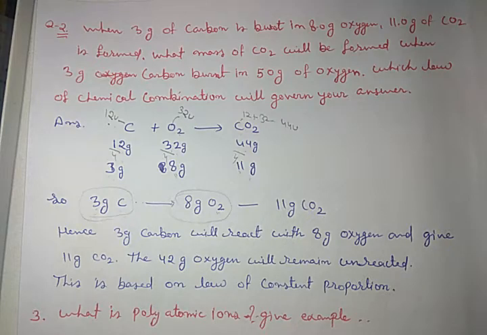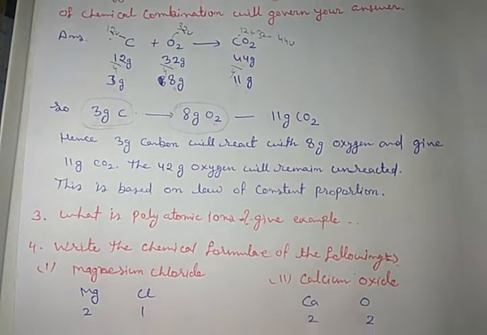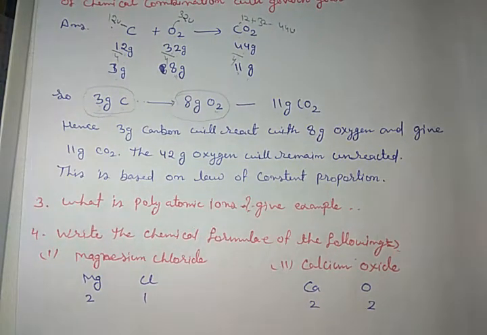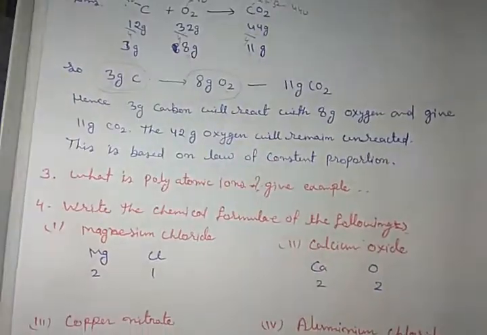Okay. Now, the third question is: what is a polyatomic ion? Give an example. That is a purely theoretical question and I think you can do that. The fourth question is: write the chemical formula of the following. First is magnesium chloride.